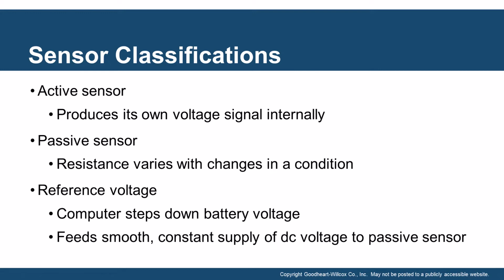Then we have other sensors that use a reference voltage, and this is more common in most of our modern vehicles. The computer steps down the battery voltage, usually using what they call a 5-volt reference. That feeds a smooth and consistent power supply to the passive sensor, which in turn we can measure those changes against that basically isolated voltage that we now know as the reference voltage.